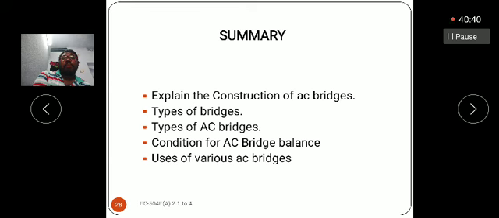With the help of the Owen bridge we are calculating the frequency. These are the various applications, or the uses, of the AC bridges that we have discussed. This is the entire summary of this presentation.